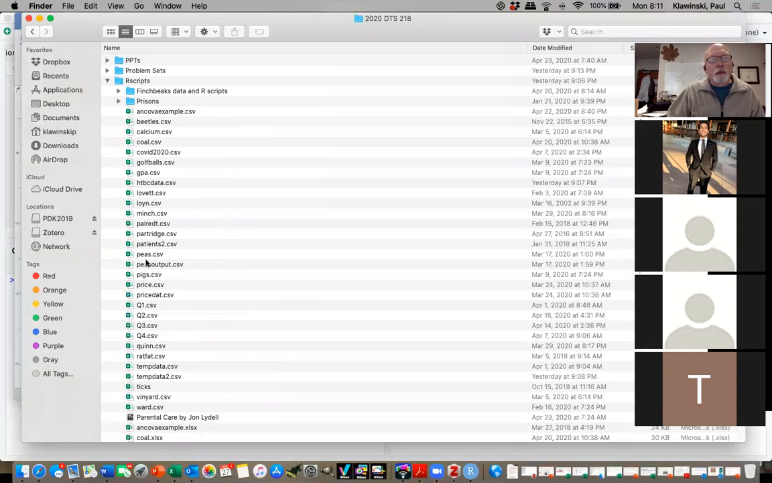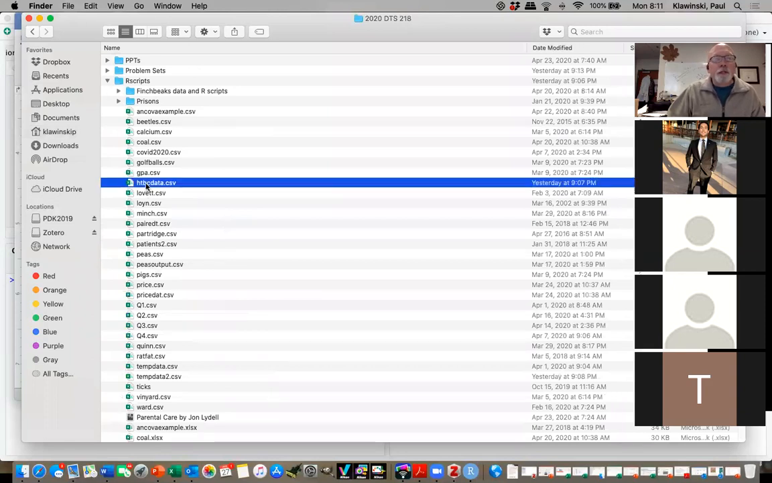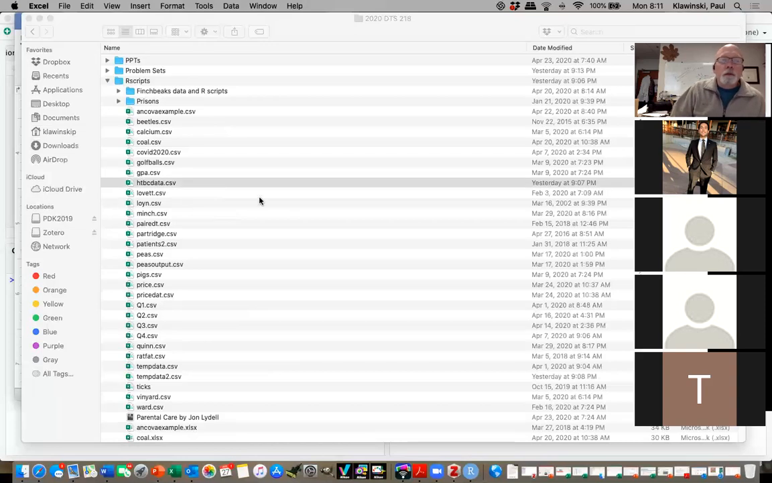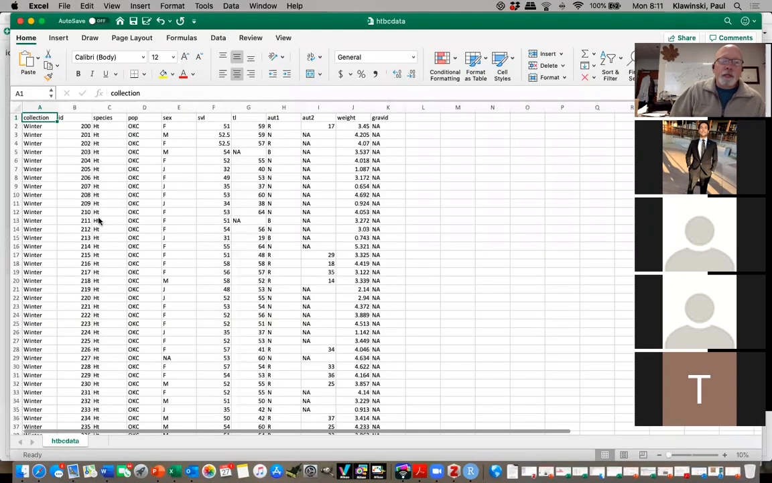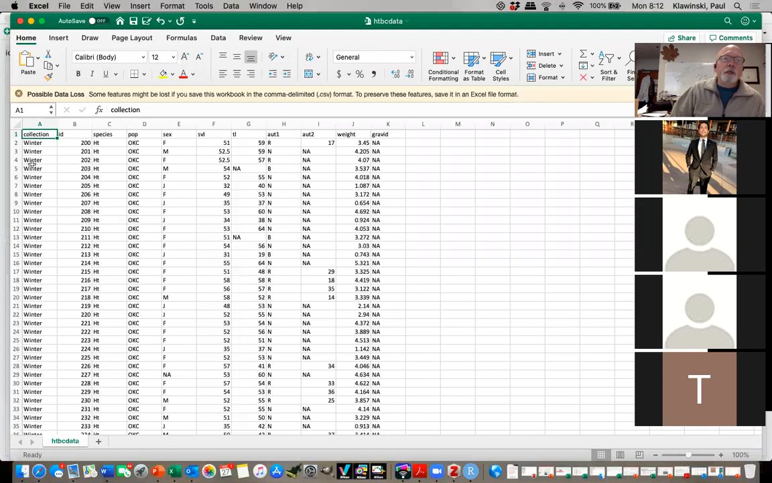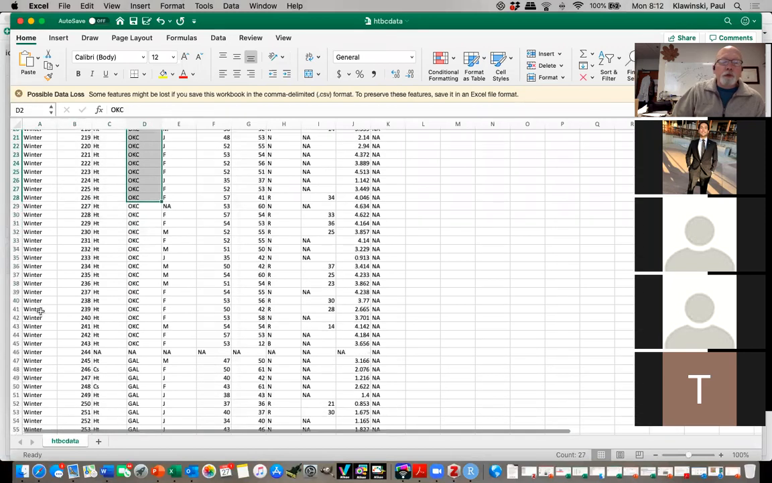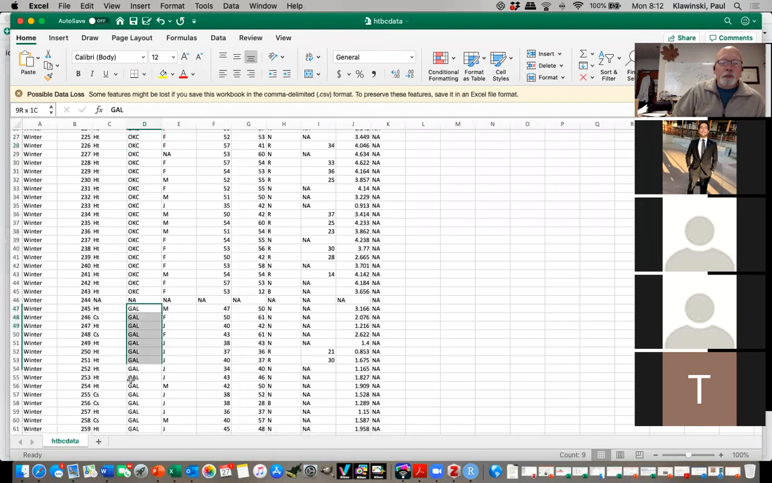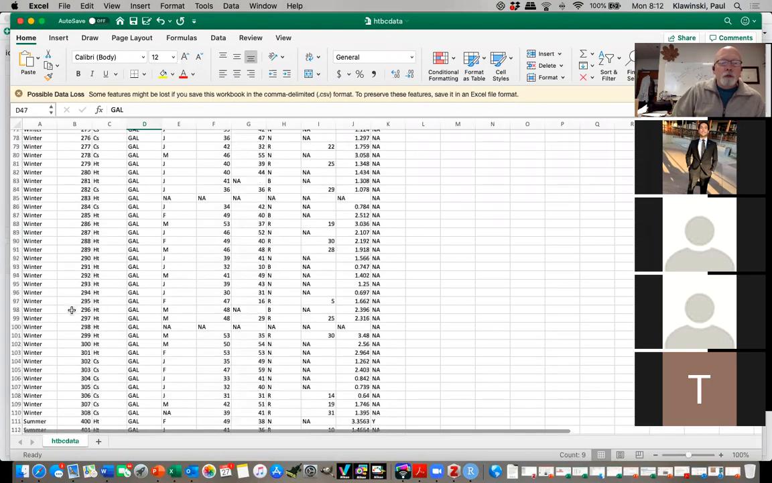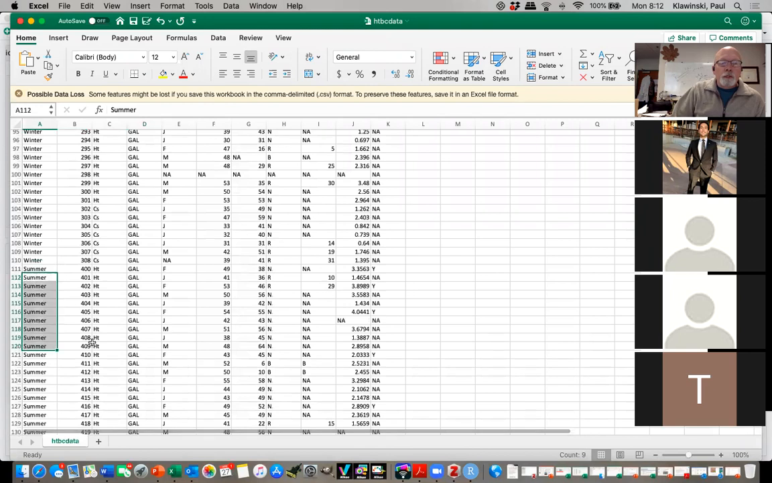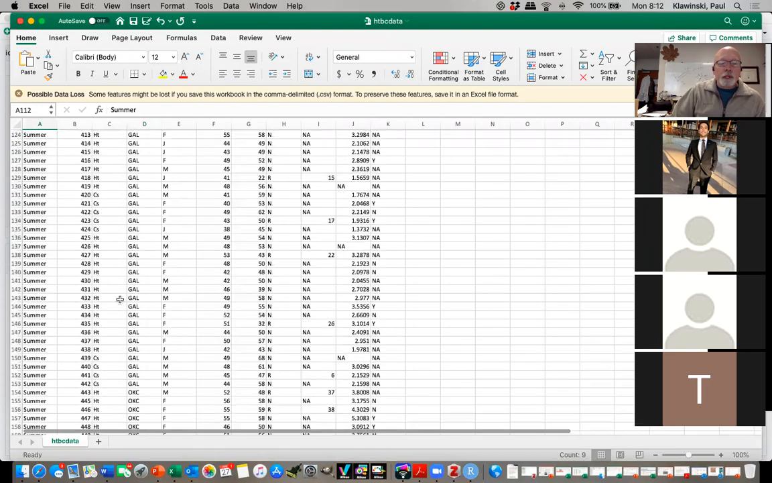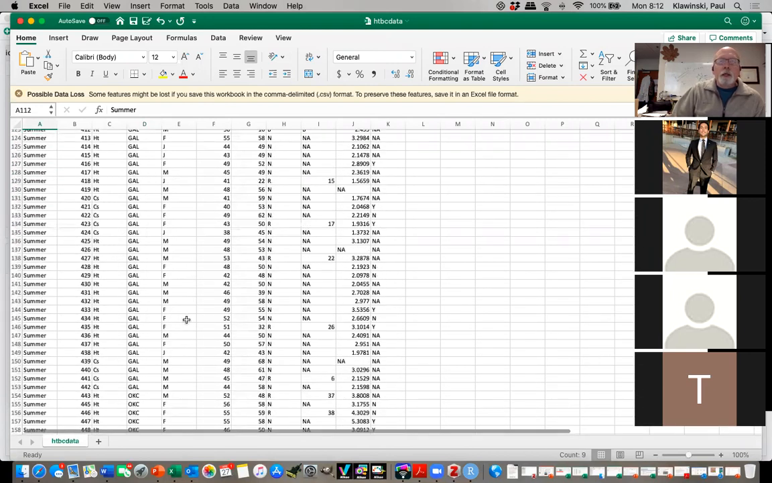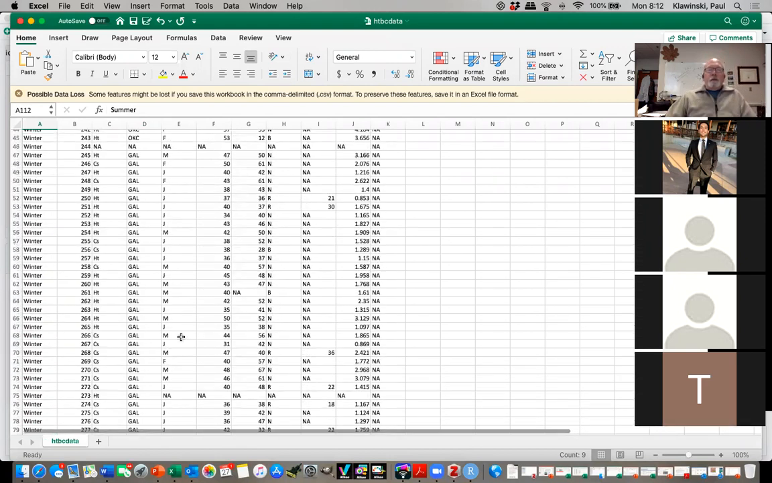The other data file that you have is called HTBC data, which stands for Hemidactylus turcicus body condition. It gives you the season that the individual was collected, the species, whether it's in Oklahoma City or whether it's in Galveston. So we have winter Oklahoma City, winter Galveston, summer Oklahoma City, and summer Galveston. And we have a bunch of columns of data.